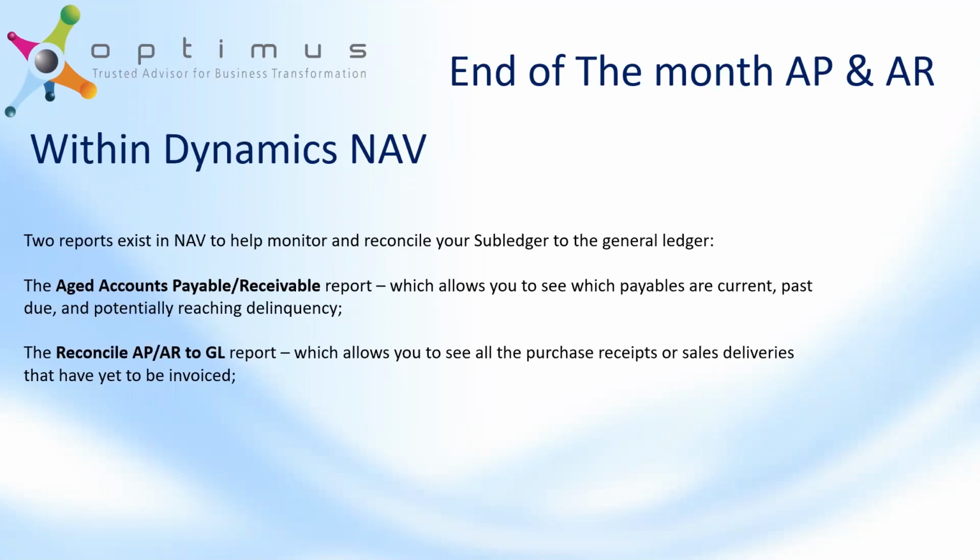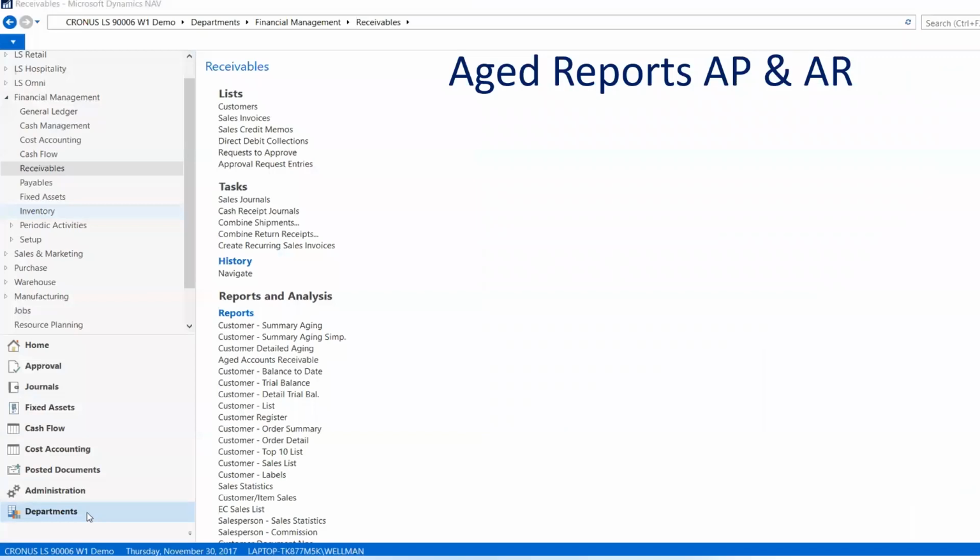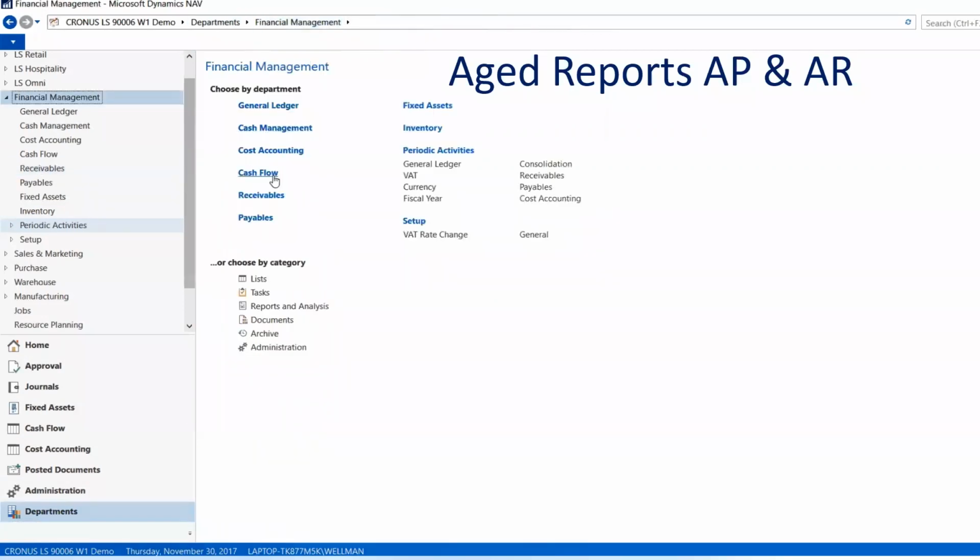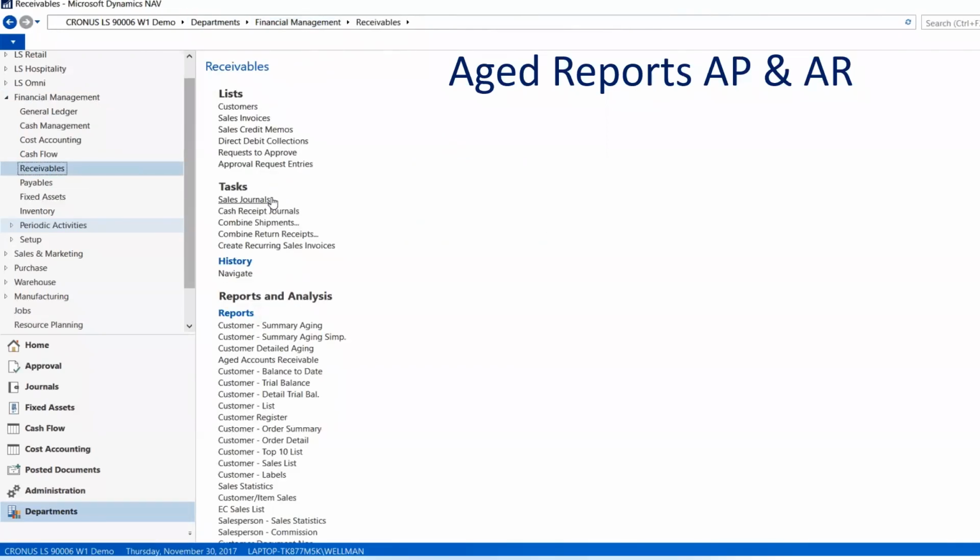Now, lastly, we just reconcile the subledgers, AP and AR, to the GL report, which allows you to see all the purchase receipts or sales deliveries that have yet to be invoiced. Now, this is something that we just run in order to have updated information. And if I just go to departments, I'm going to review, first of all, the payables and receivables reports, so you can see where they are and understand what your latest values are.